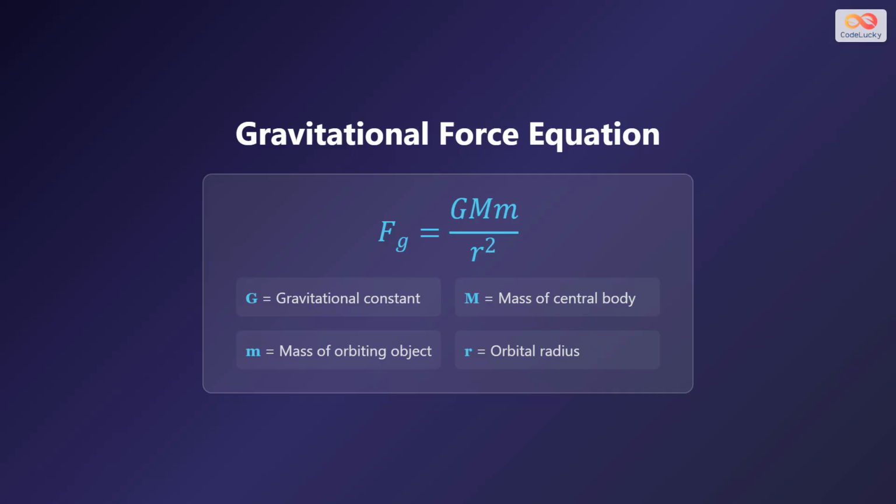Let's look at the gravitational force in detail. The force of gravity between two objects equals G M m divided by r squared. Here, G is the universal gravitational constant, a fundamental number in physics. M is the mass of the central body, like Earth. m is the mass of the orbiting object, such as a satellite, and r is the orbital radius, the distance from the center of Earth to the satellite. Notice that as the distance r increases, the gravitational force decreases rapidly, because r is squared in the denominator.